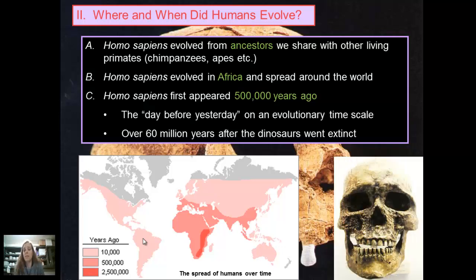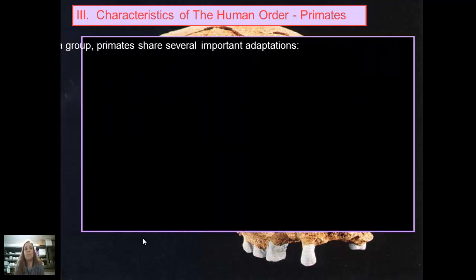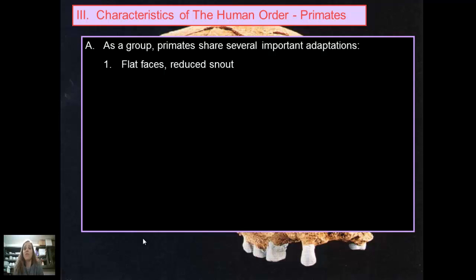And this is a skull of an ancestor of modern humans. Okay, so let's take a look at primates first, because we do share a common ancestor with them, and a fairly recent common ancestor in terms of evolution. As a group, primates share several important adaptations. We have flat faces, and our snouts, our noses are reduced, so our noses don't stick out very far in comparison to other organisms like cats and dogs.